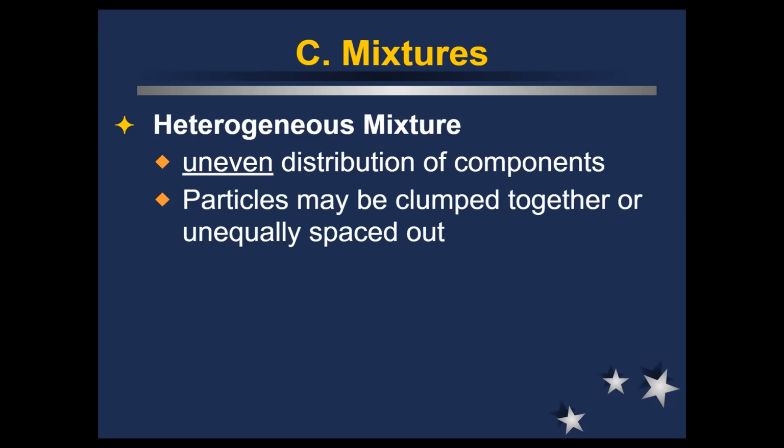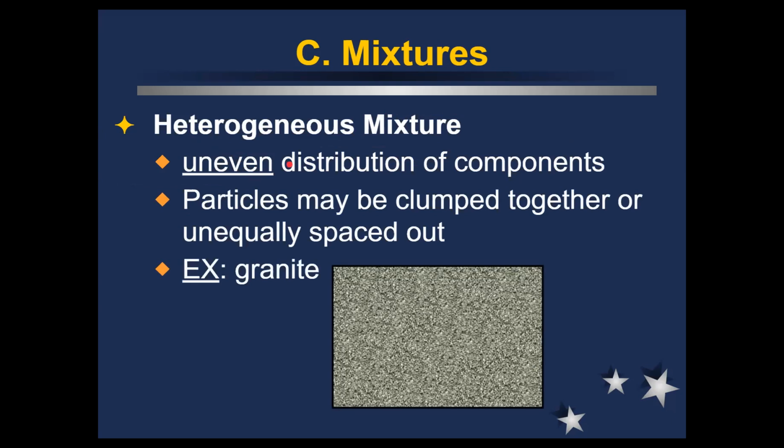So maybe there are some areas where we have some certain chemicals that are super clumped up together. Maybe there's other areas where they're really spread out from each other. It's not all the same. So for example, something like granite. So rocks like granite are made up of tons of different minerals, all kind of compressed down into a single structure, a single rock.